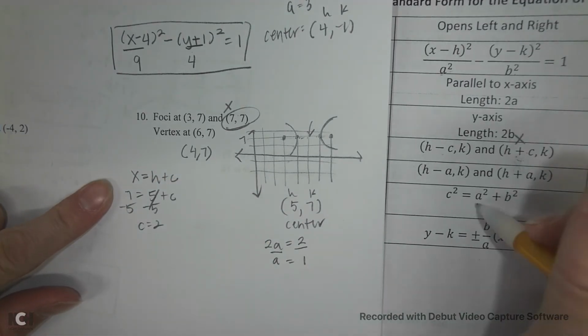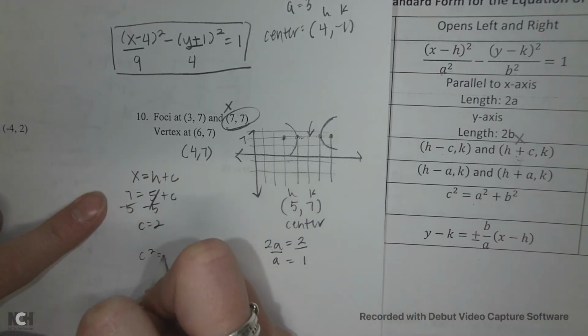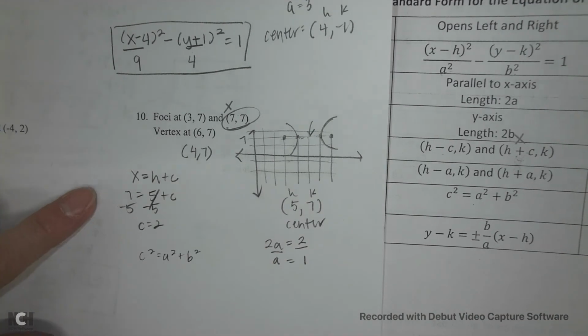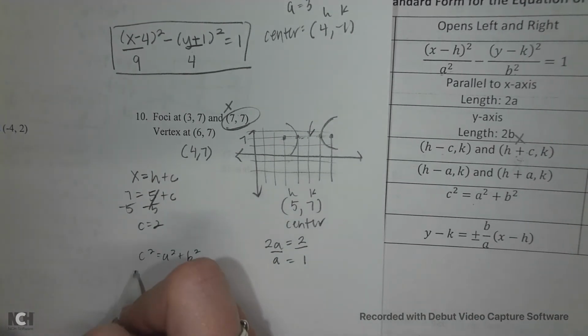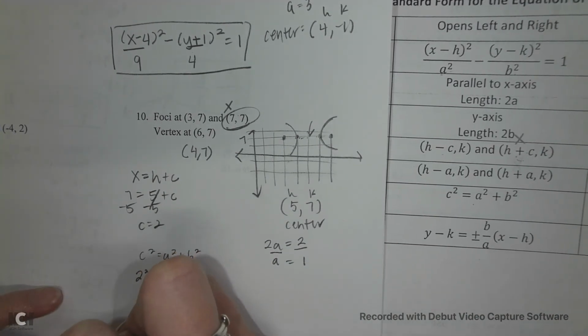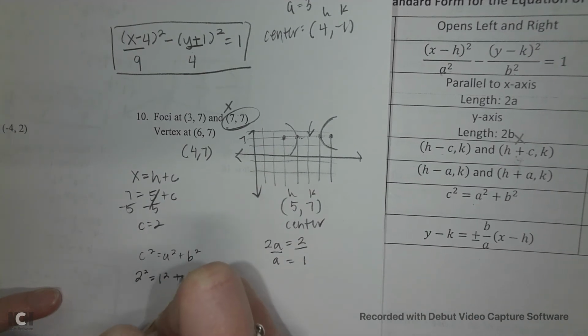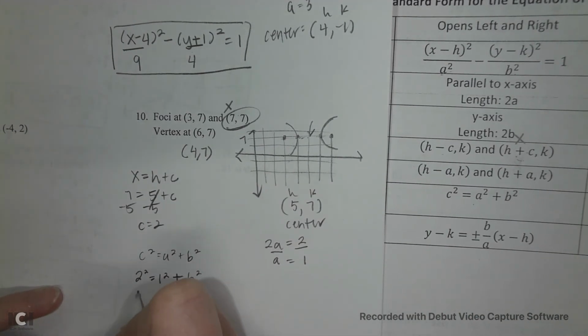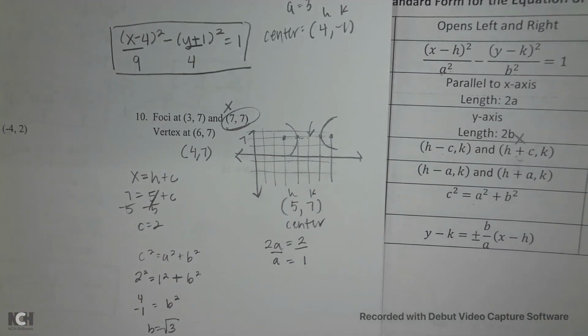Now we use our Pythagorean relation, so c squared equals a squared plus b squared to figure this out. My c is 2, and my a is 1, and my b is a mystery. So we have 4 minus 1 is b squared, so that's 3, so b is equal to the square root of 3. Alright, here we go.